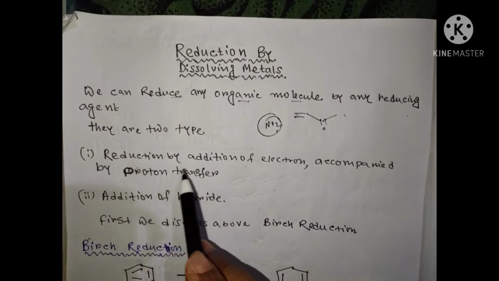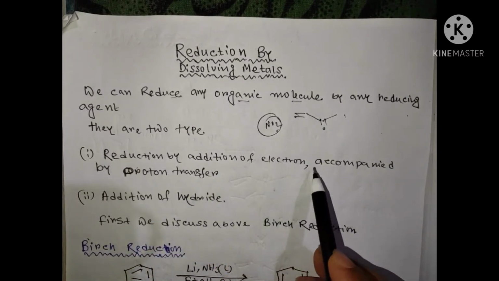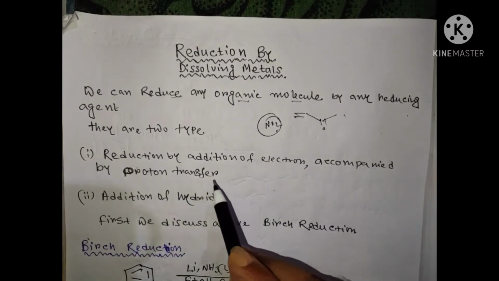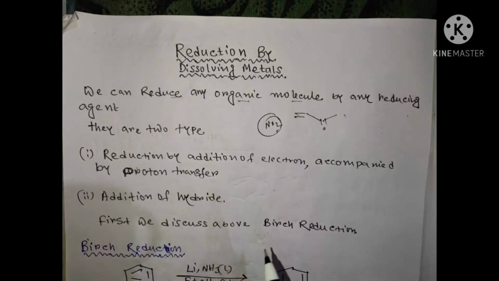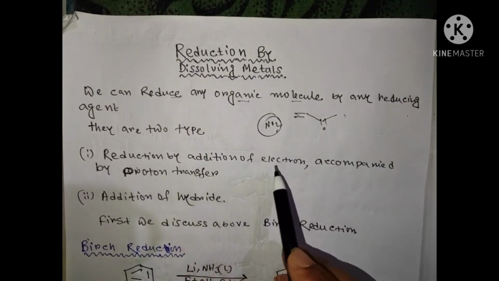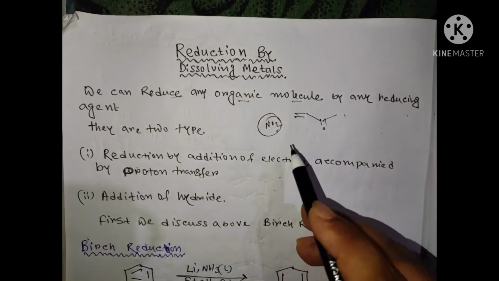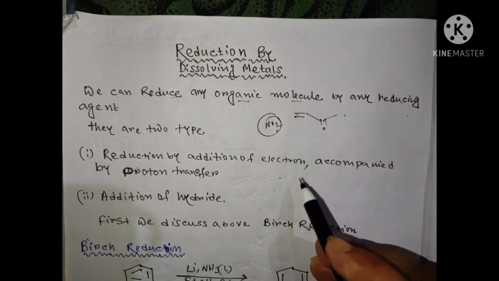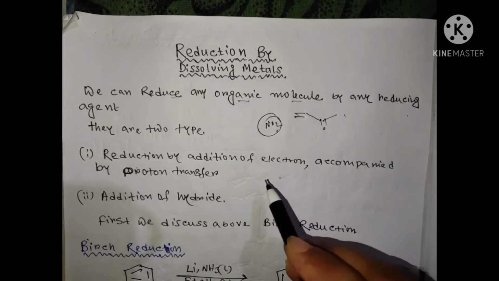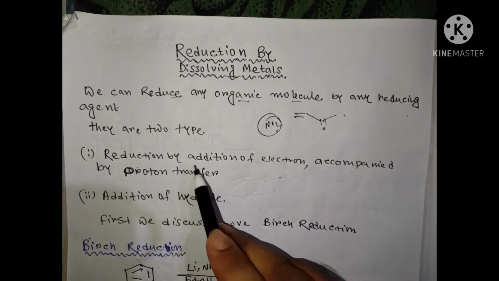The first way is reduction by addition of electron, accompanied by proton transfer. So we add an electron to that center, and after that we protonate that center. So that is one method.